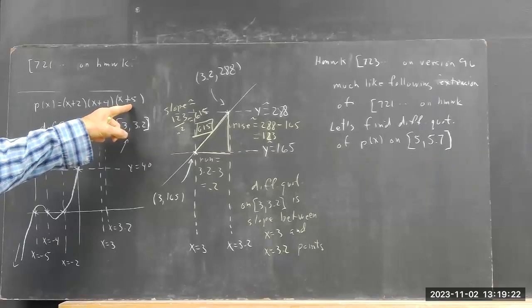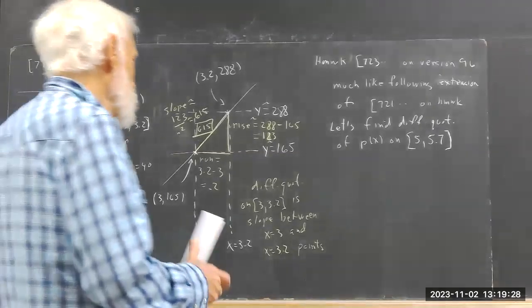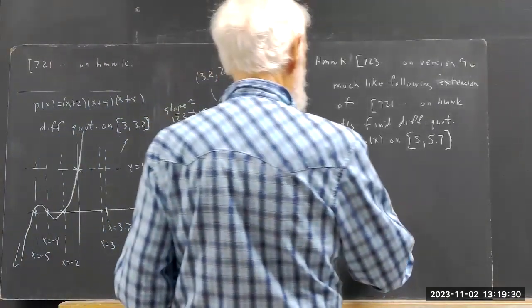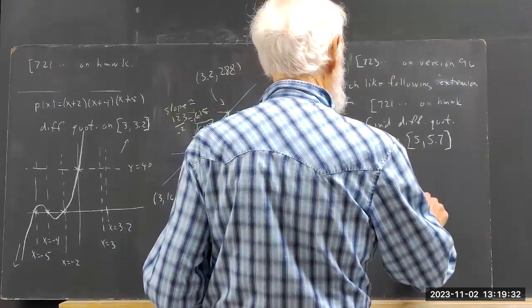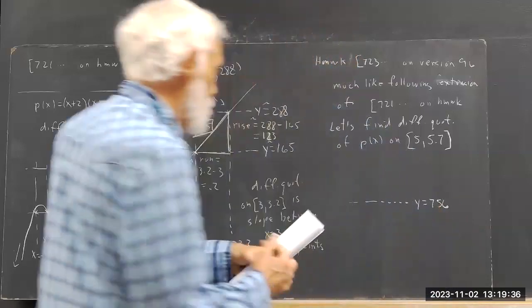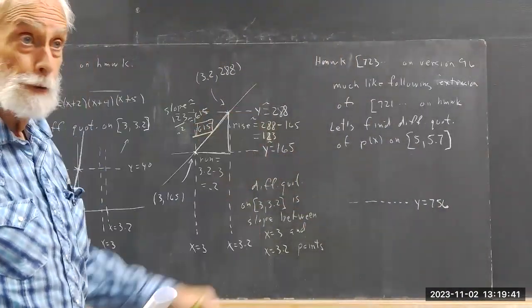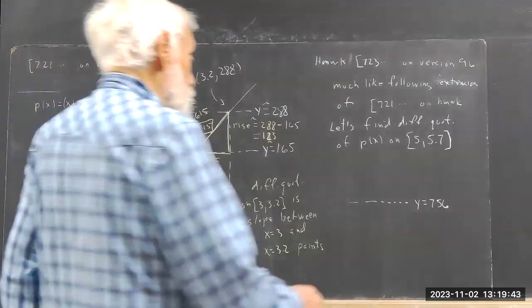60 times 12, 720, and 3 times 12 is 36. You get 756. That one's easy to calculate mentally, and I think it's maybe right. So we know that we're going to have y equals 756. Now, this number's a lot bigger than these numbers, because this thing's going up really fast.